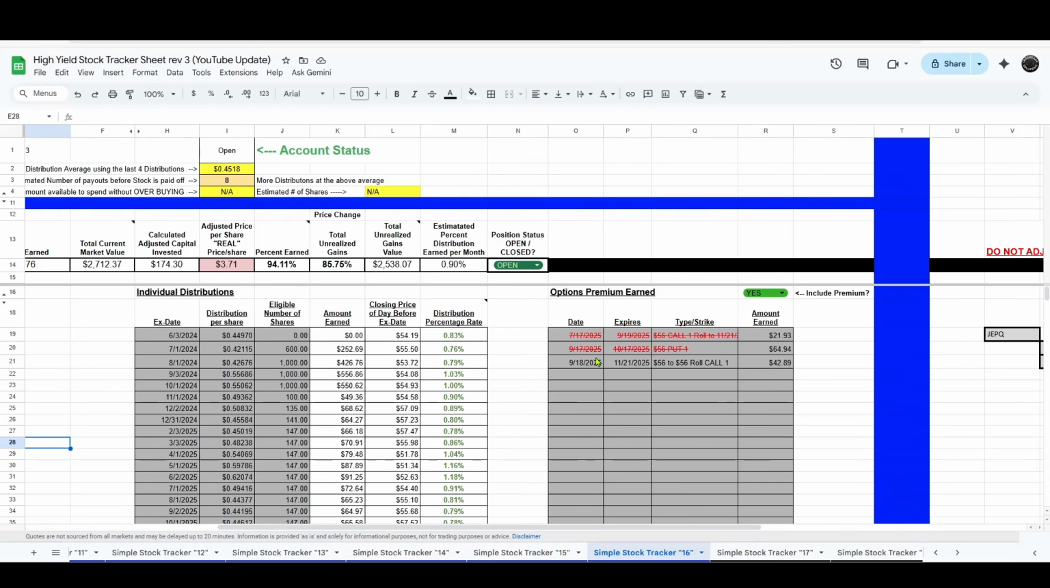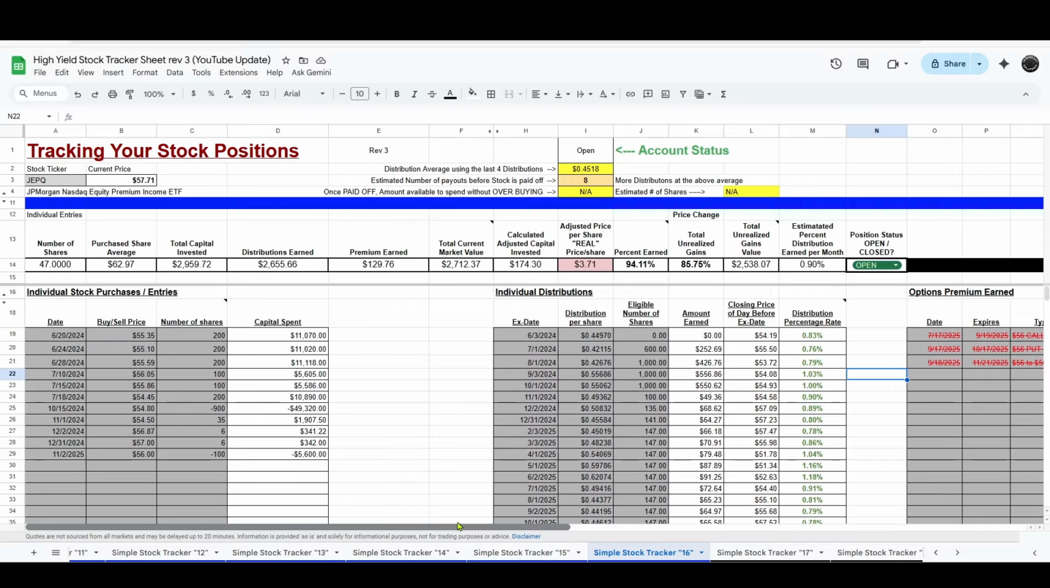So since this option is now done as I was assigned, I'm going to change that to red, and then I strike through that wording. I still made the premium. That's mine to keep no matter what happens. But the contract is now done.